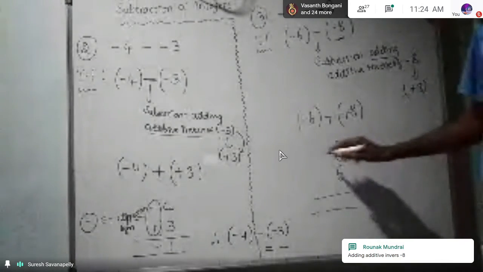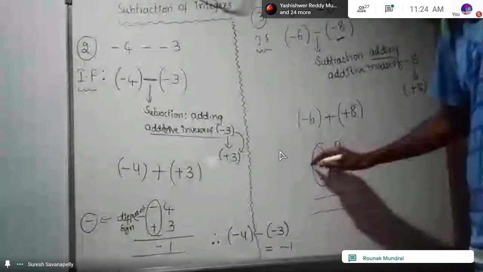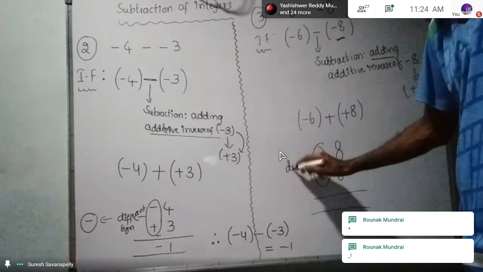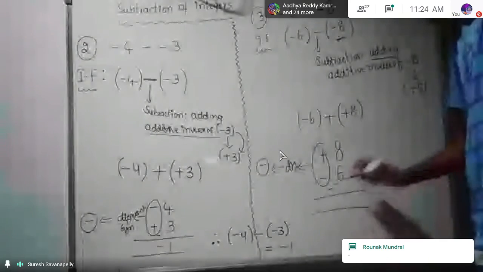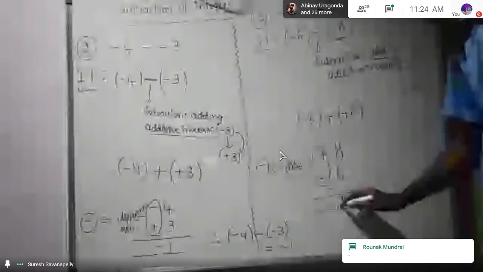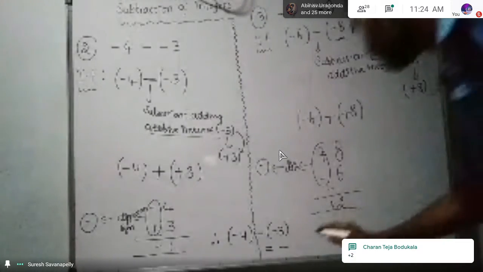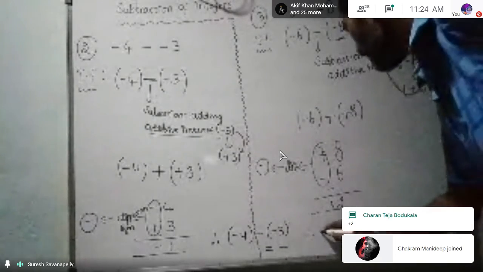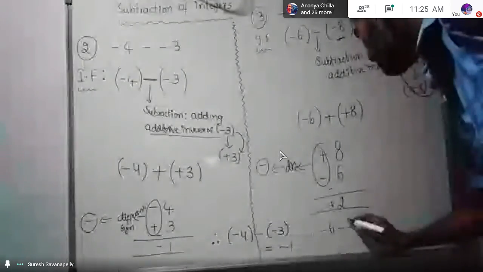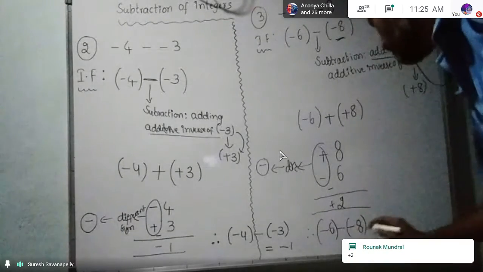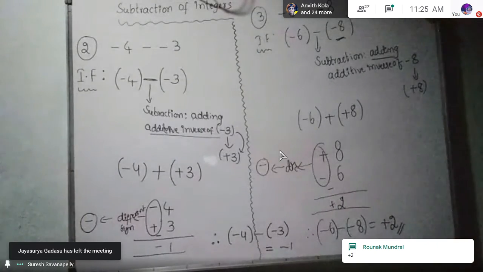What is the sign of 8? Plus. What is the sign of 6? Minus. So there are different signs, so we should do minus. 8 minus 6 is 2. Now the bigger number's sign is plus. So therefore what is the answer we got? Here we got plus. Therefore plus. Minus 6 minus of minus 8 is equal to what? Plus 2. I hope you understood.